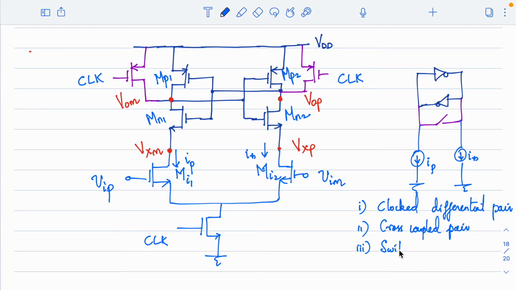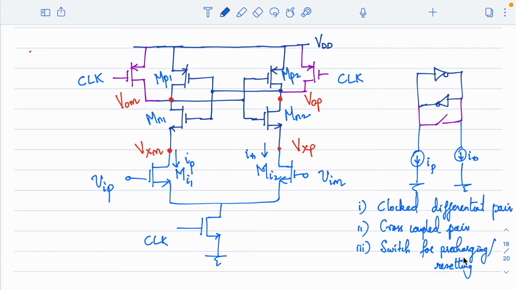So in this classic StrongARM latch type, we will be resetting only this node, the nodes marked as VOM and VOP, but there are other versions. After discussing this, I'll tell you one paper we can go through so that you will understand more about this type of comparator. We have a switch for pre-charging or resetting. Right, so these are the basic components in the circuit.